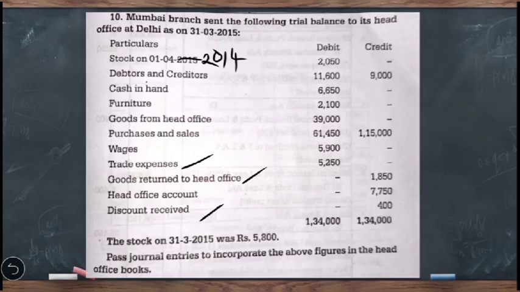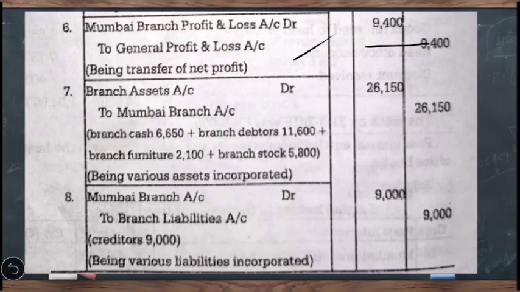Now, what are the assets we have to incorporate? We have debtors here, cash in hand, furniture, and then closing stock. What is the entry we have to pass? The entry will be various branch assets account debit to branch account. Okay, I will show you the entry. Branch assets account debit to Mumbai branch account. Either you can add the amount and write as branch assets, or you can show each asset separately. So, the assets include branch cash, branch debtors, branch furniture and branch stock. So, the total amount of assets incorporated is 26,150.